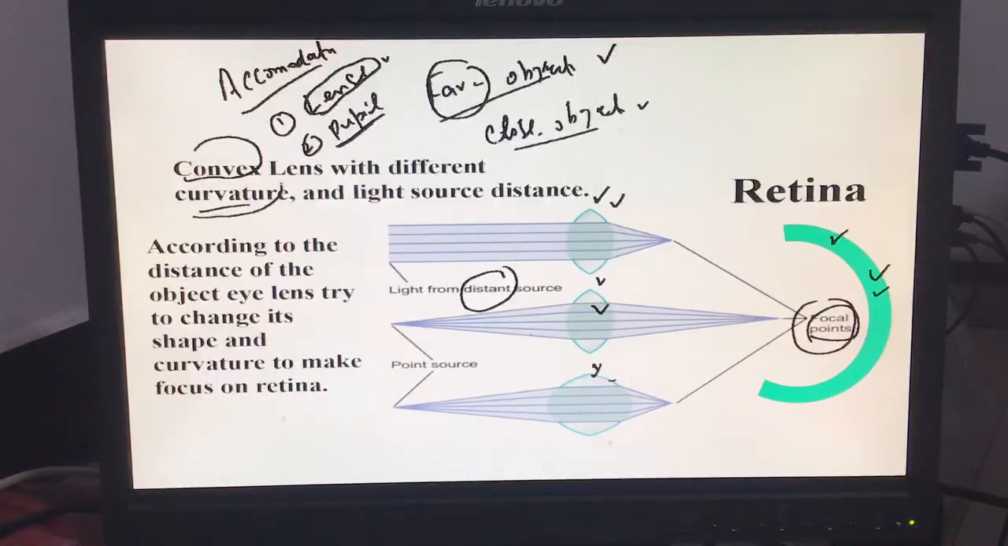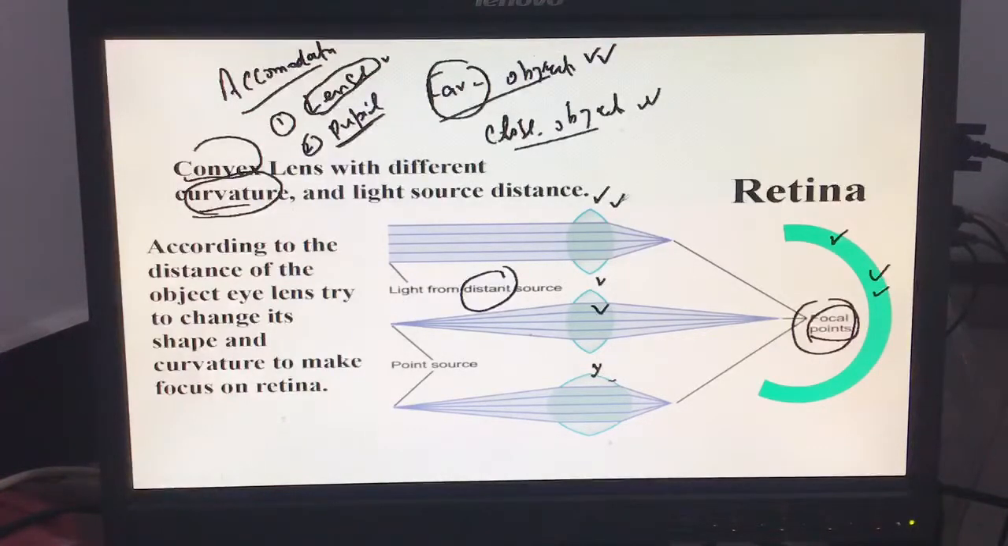Okay, when we change the curvature of the lens, the degree of refraction changes. Now imagine one person who can only see far objects and is not able to see close objects, and another person who can only see close objects and is not able to see far objects. What might be the problem here is the curvature: maybe the lens is losing its elasticity and is not able to change its curvature. The lens is no longer flexible.